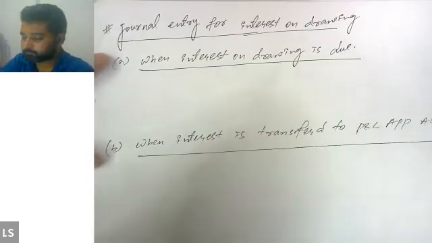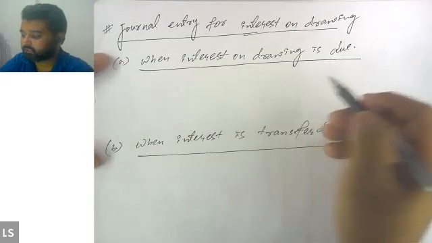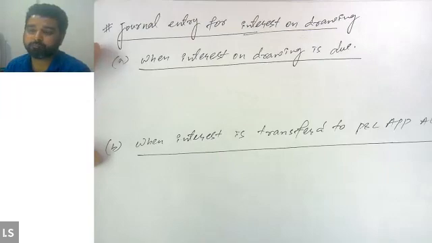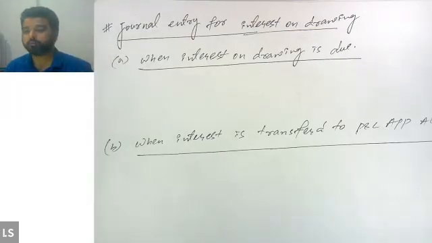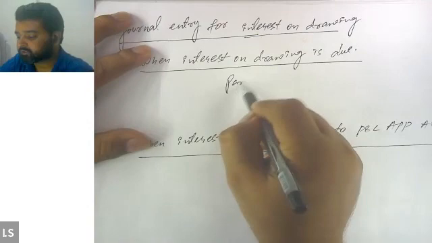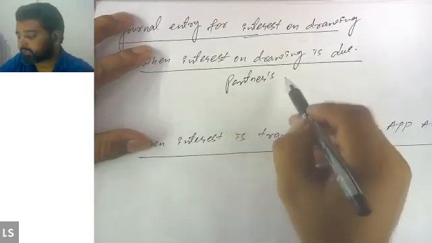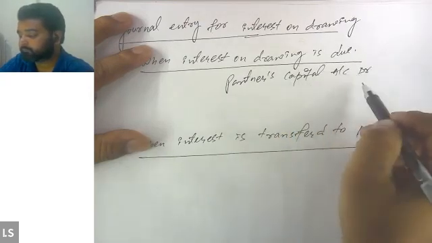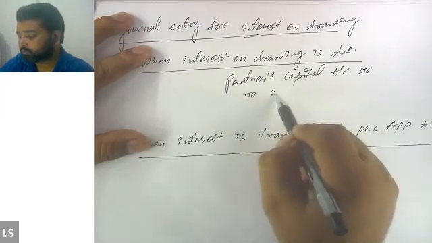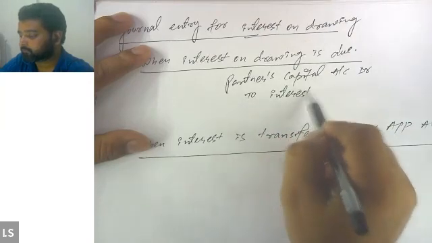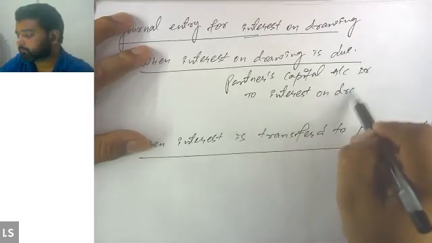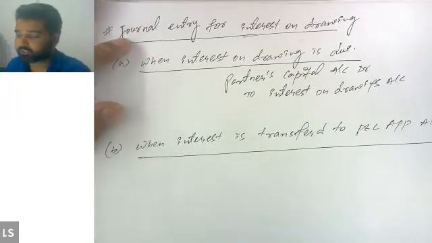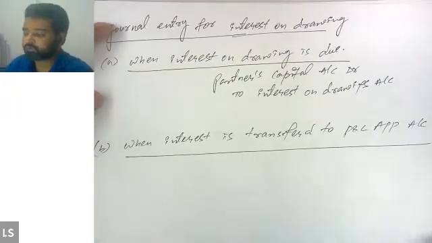So when interest is due, the journal entry for this will be: partner's capital account debit to interest on drawings account. This is the general entry when interest on drawing is due.